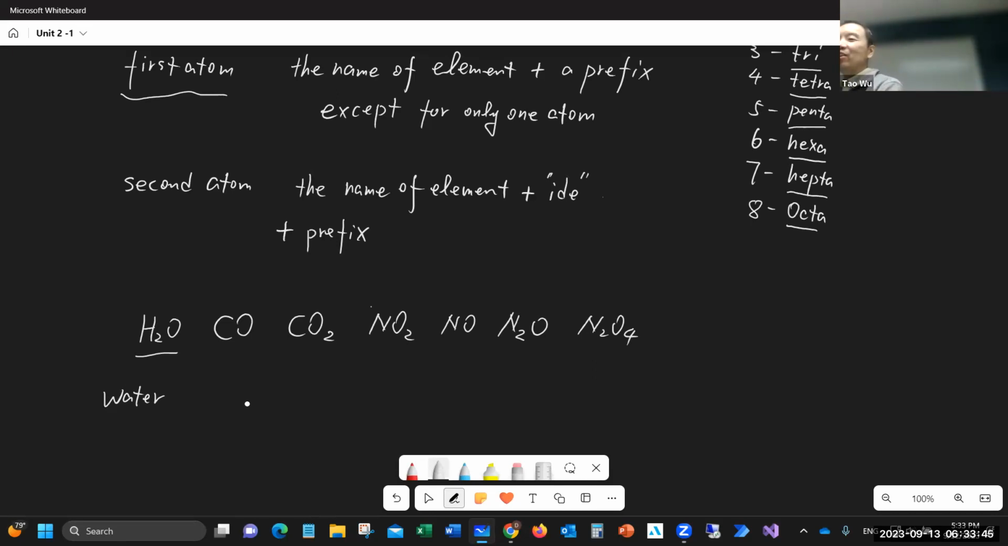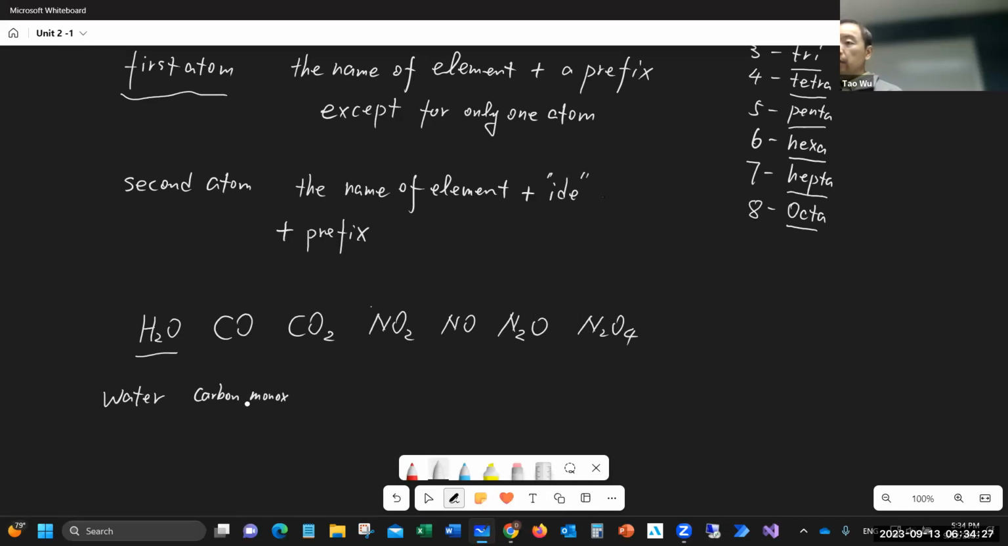This one is called carbon monoxide. Following the rule, carbon is the first and a single atom, so don't add anything, just the name of the element, carbon. Then something-ide: this is oxygen, so oxide. I only have 1 atom, so you put mono in front. The prefix shows how many atoms there are. So this is monoxide.